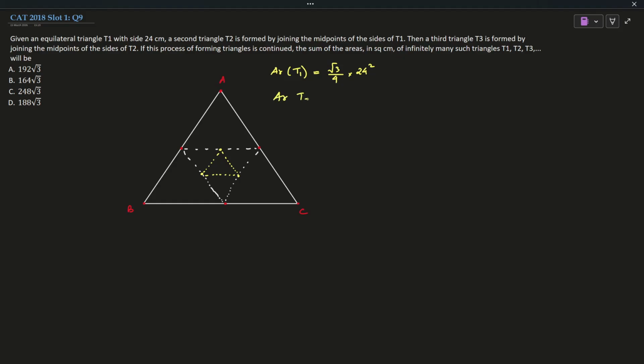Area of T2, you need to find out. Area of T2 is basically 1 by 4th of the area of T1, guys. Because these are the midpoints, right? We are told these are the midpoints. If these are the midpoints, using the midpoint theorem, you can find this out. This will be 1 by 4th.